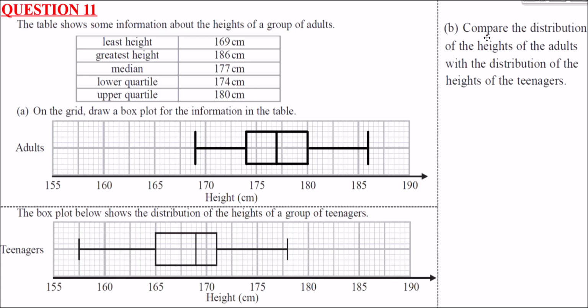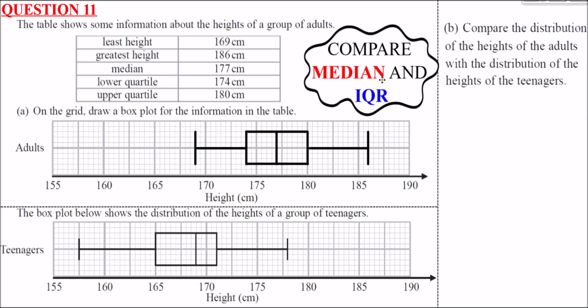Part B is where you need to be careful of your wording and not write down something which is too minimalistic, but at the same time don't waffle. Keep it concise and to the point. We're comparing the distributions of heights of the adults, the one we've just done, and the heights of the teenagers, which is pre-drawn here. If you're comparing distributions, there's two things to compare. So to compare, we need to do the median comparisons and the interquartile ranges.